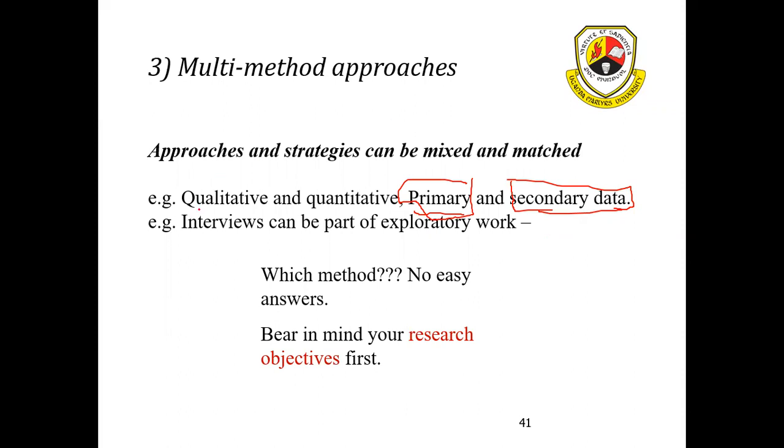On combining qualitative and quantitative, I think we have spoken about this already, using the mixed method approach. Again, which method should we use? One of the things I want to point out is that it depends on your research objectives or research question. This is the key point. The first thing we must look at is your research question or research objective. What is it you're seeking to do? This will determine the selection of method that you use.